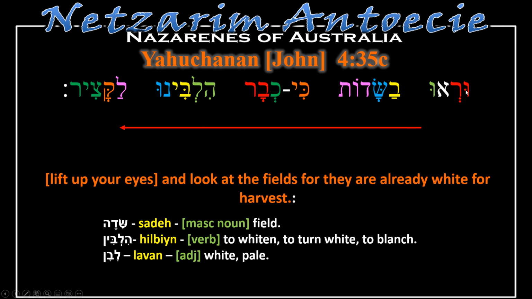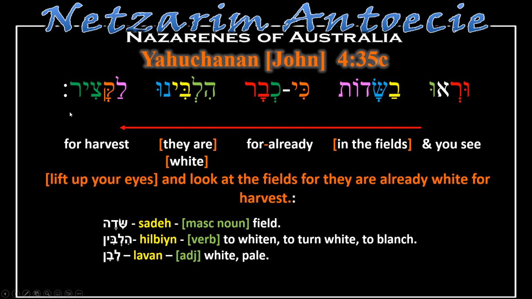And so now we can read it. Ur-u, va sadot, ki kevar, he'lbin la katsir. And again the translation, and you see in the fields, for already they are white for harvest.